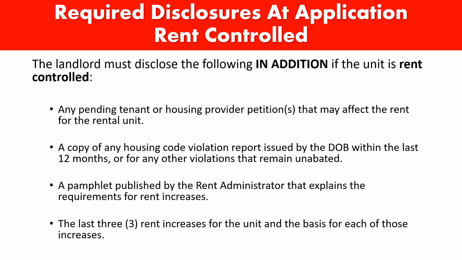The landlord must disclose the following in addition if the unit is rent controlled: any pending tenant or housing provider petitions that may affect the rent for the unit, a copy of any housing code violation reports issued by the Department of Buildings within the last 12 months, or for any other violations that remain unabated, a pamphlet published by the rent administrator that explains the requirements for rent increases, and the last 3 rent increases for the unit and the basis for each of those increases.